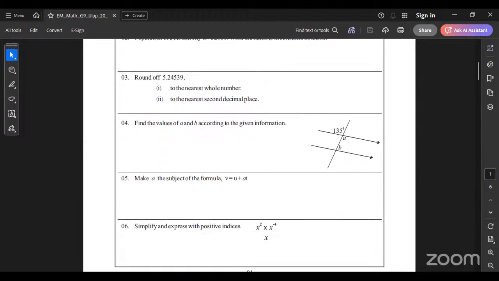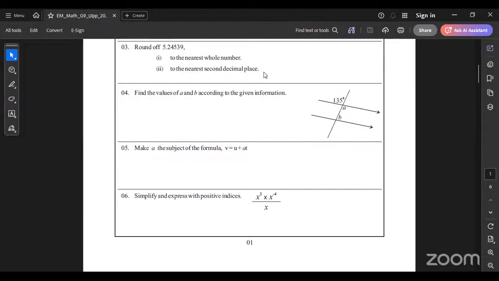Question number 5. Make A the subject of the formula V equals U plus AT. You have to make A the subject, right? First, in V equals U plus AT, you can subtract the letter U. You can remove U, since in front there is a plus. Subtract U.